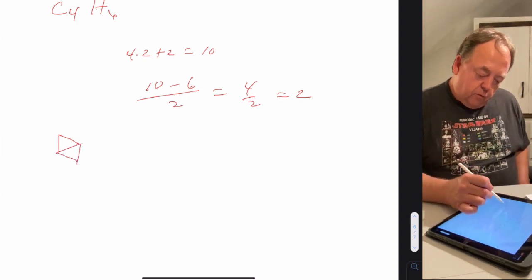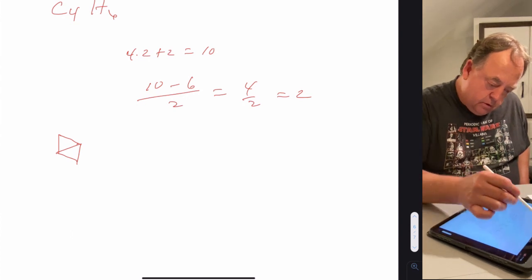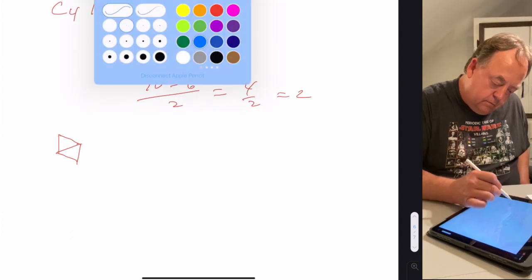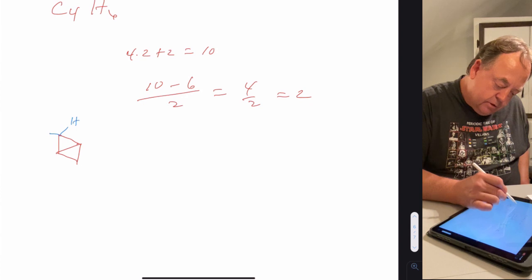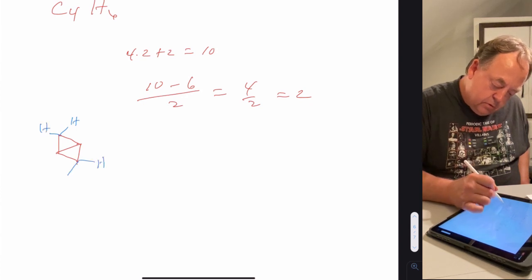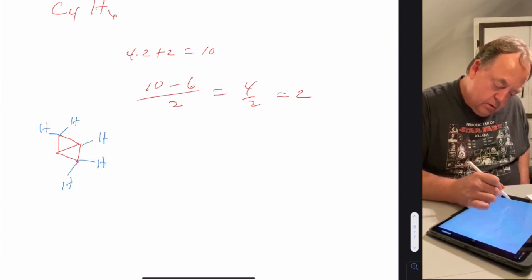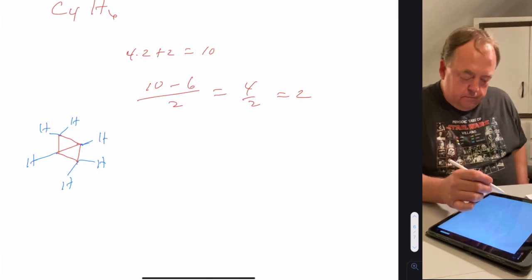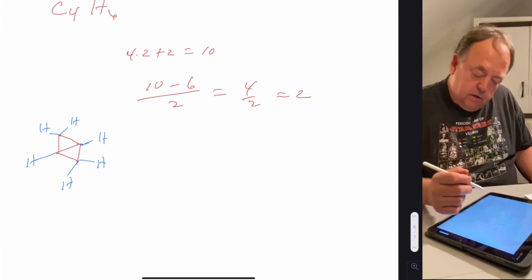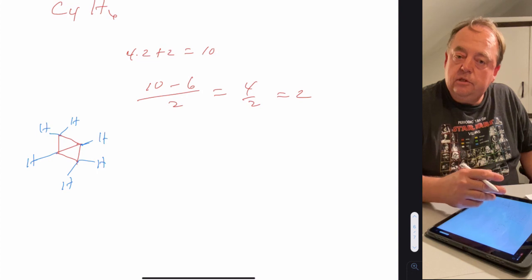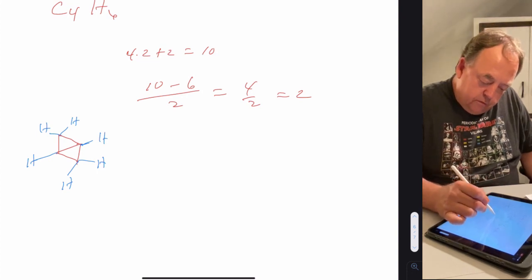Okay, so we could have had the 4 carbons. That's 1, 2, 3, 4 carbons. So then how many hydrogens does this have? This carbon needs 2. This one needs 2. And each of those needs 1. 1, 2, 3, 4, 5, 6. So two double bond equivalencies is because of two rings.